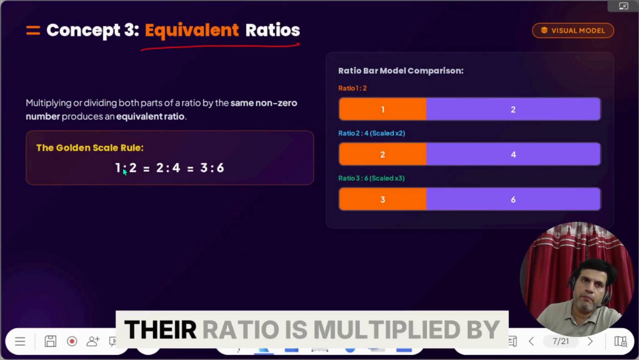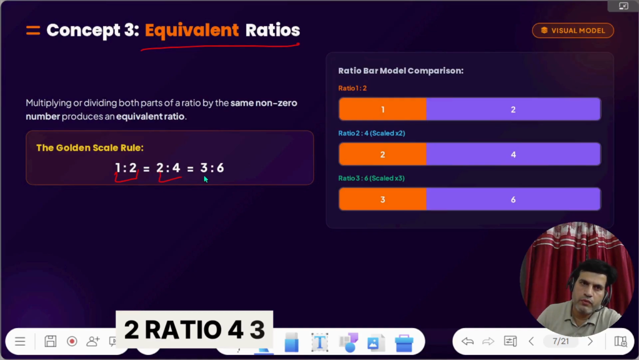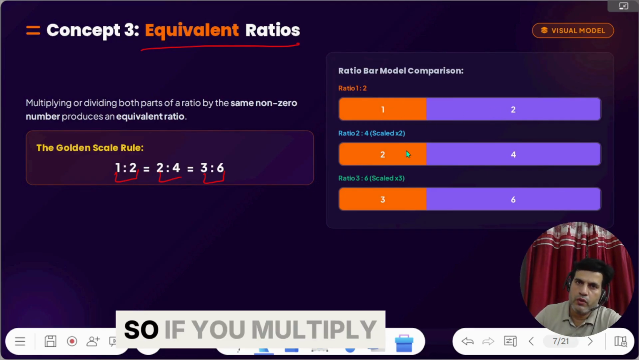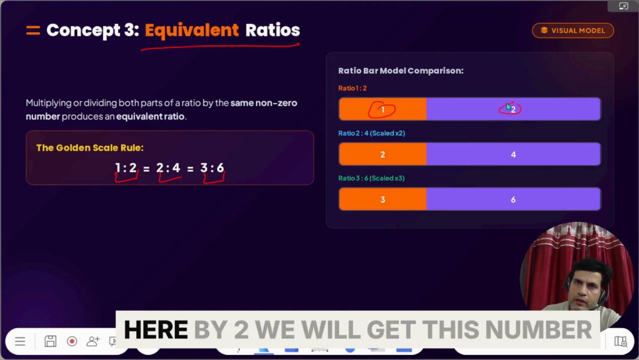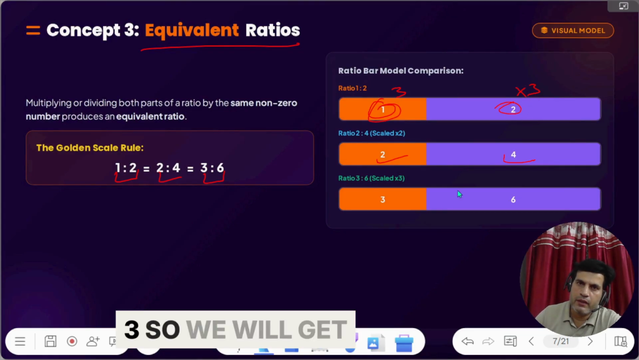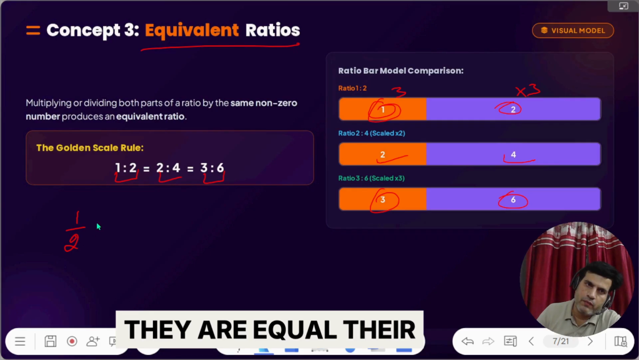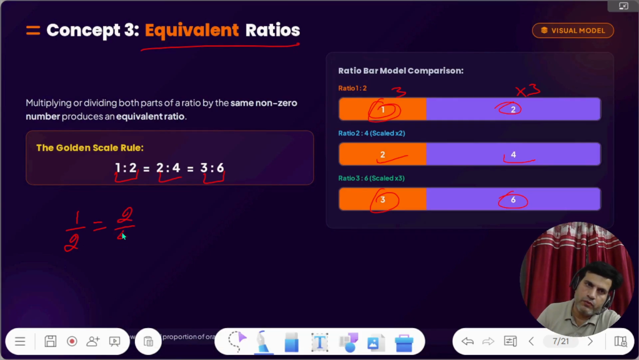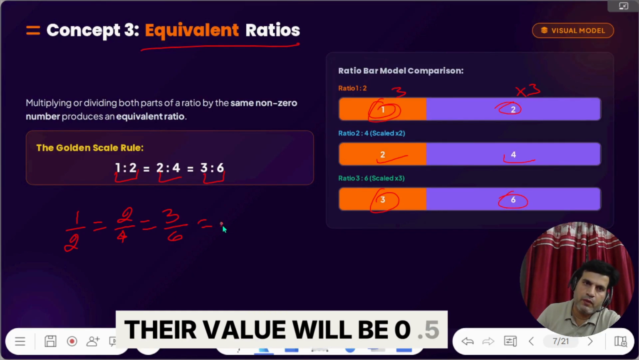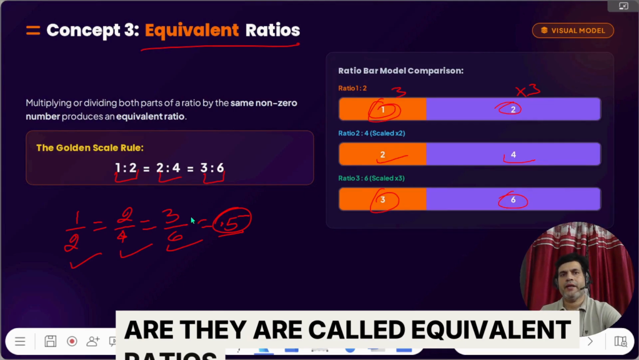Equivalent ratio: if a ratio is multiplied by the same number, like we have a scale 1 ratio 2, 2 ratio 4, 3 ratio 6. Suppose 1 ratio 2. If you multiply here by 2 and here by 2, we will get this ratio, and if you multiply by 3 and here by 3, we will get this ratio. Okay, so these are all in the same ratio because their divisions are equal, 2 by 4 and 3 by 6, their value will be 0.5. Each has the same value, that's why they are equal. They are called equivalent ratios.